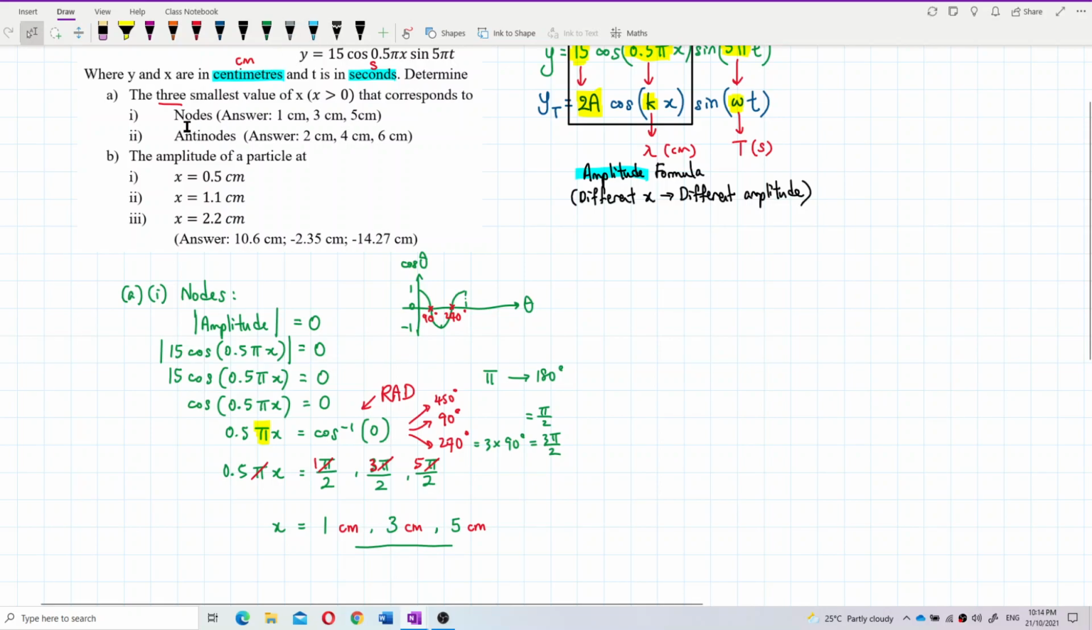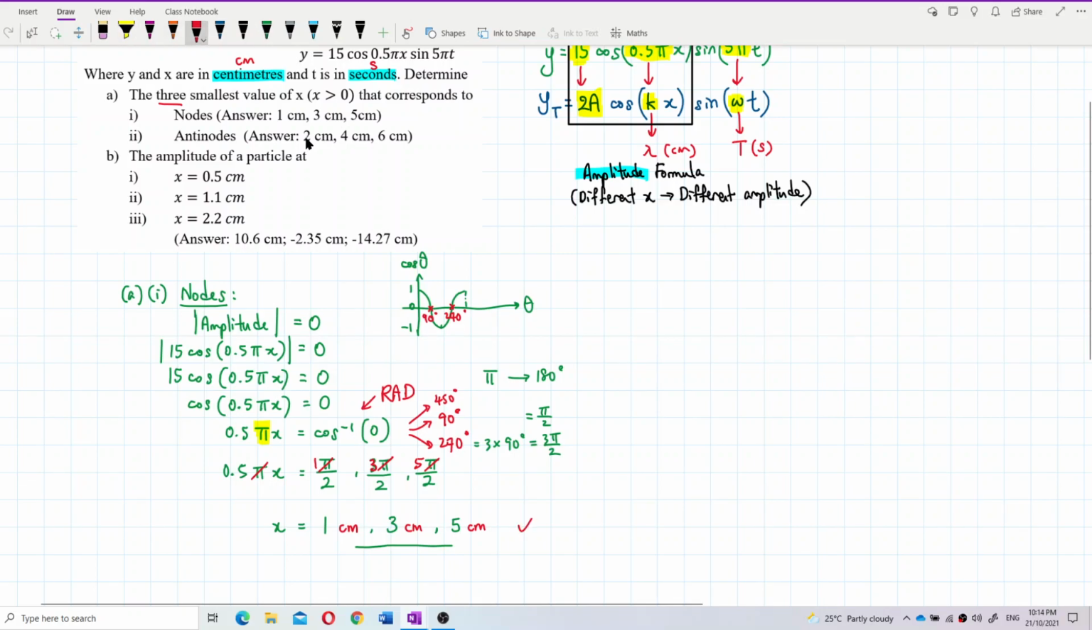So these are the nodes. This is the position of the nodes, the position where you can find 0 amplitude. That means the particle at this position does not vibrate at all. That's why the amplitude is 0 all the time. This position is called a node, N-O-D-E. So that's correct, 135 cm. That's the answer.